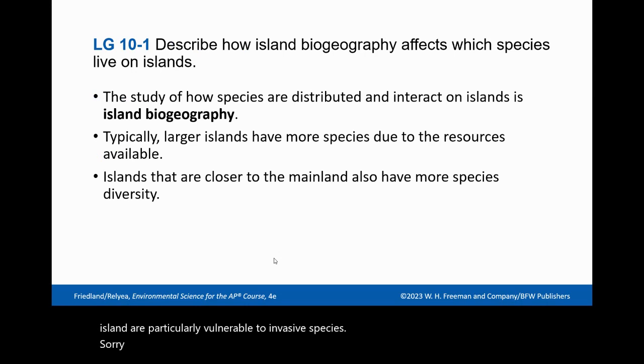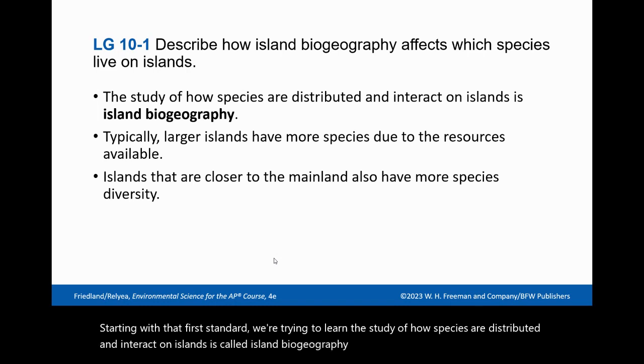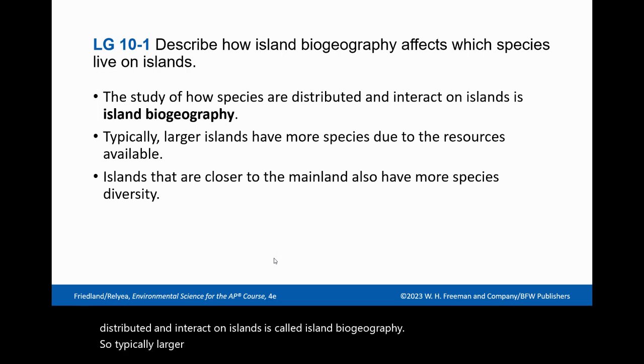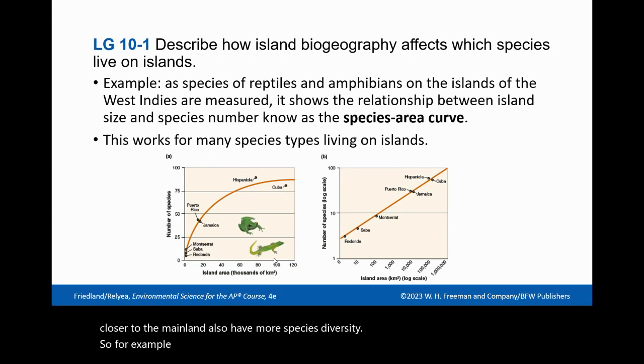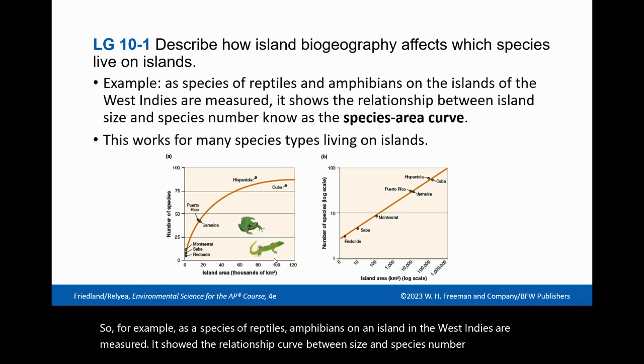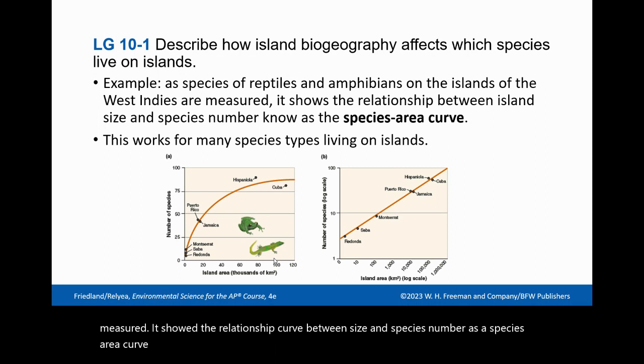Starting with that first standard, the study of how species are distributed and interact on islands is called island biogeography. Typically, larger islands have more species due to resources available, and islands that are closer to the mainland also have more species diversity. For example, when the species of reptiles and amphibians on islands in the West Indies are measured, it shows the relationship curve between size and species number, called the species area curve. We can see that the bigger the island, the more species it has.